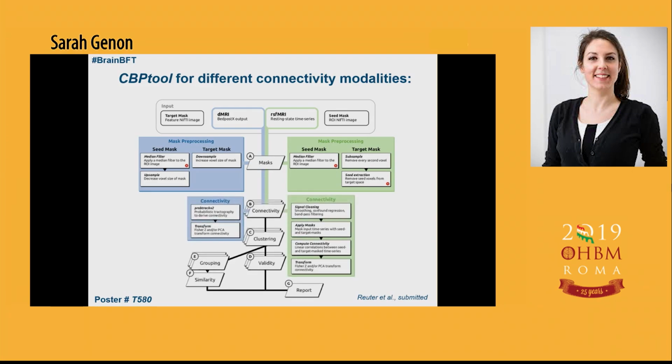Then the pipeline computes connectivity based on the most common tool, the FSL pipeline for diffusion, so ProbTrackX2. And for resting state connectivity, we propose different types of denoising, because as I said, denoising is a crucial issue in resting state functional connectivity. Then we have a clustering based on the popular approach K-means. And then we have a range of validity metrics that are provided.